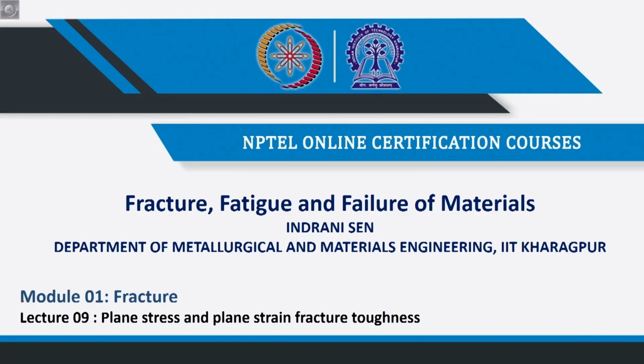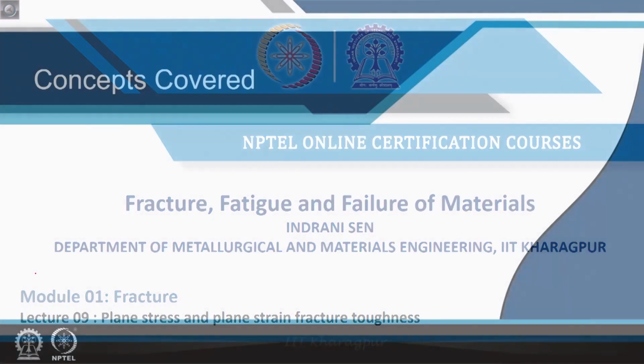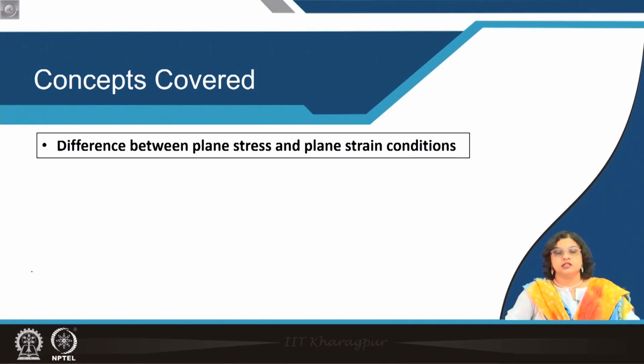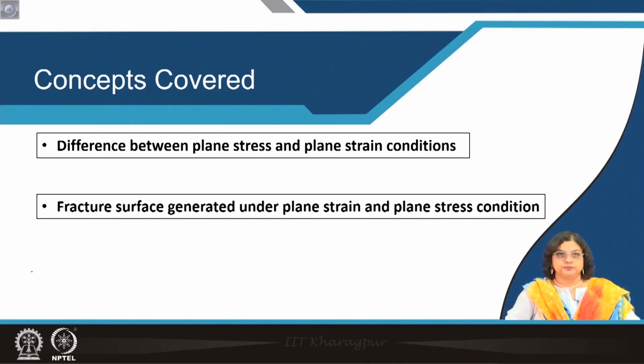Hello everyone, here we are with the 9th lecture of the course Fracture, Fatigue and Failure of Materials. In this class, we are going to talk about the different concepts, which includes primarily the plane stress and plane strain conditions and the difference between these two conditions. We will start from where we left in the last lecture, like the plastic zone size and how that influences the plane stress or the plane strain conditions, and the differences or the similarities between these two.